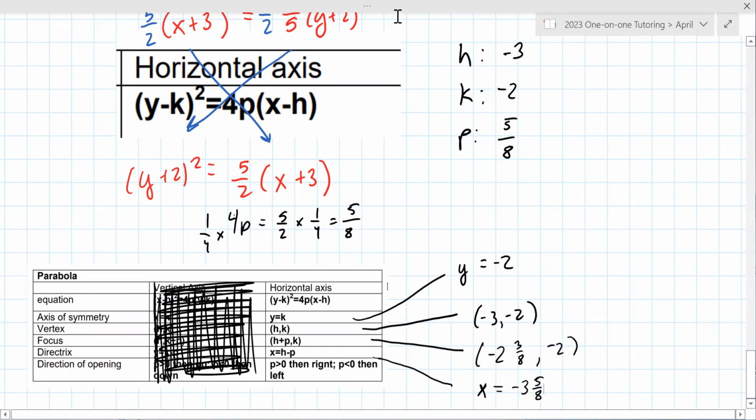Okay. And then it opens to the left. P is greater than 0. Oh, okay. I thought I said P equals, or P is greater than 1. Yeah, it's based on 0. 0 is whether it's positive or negative on that front.